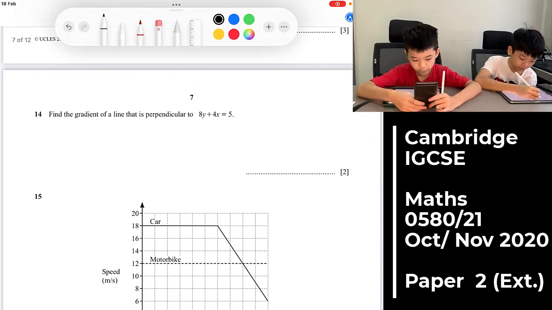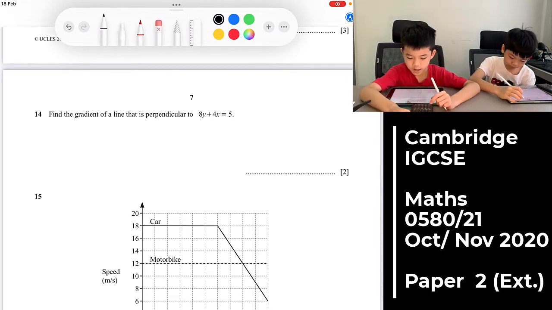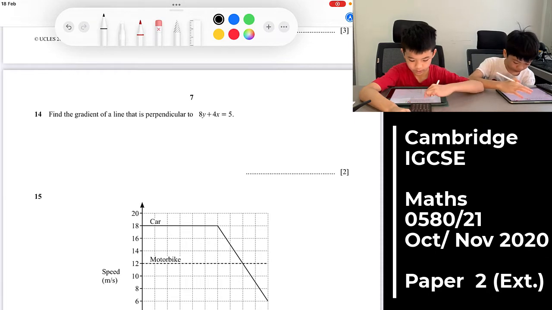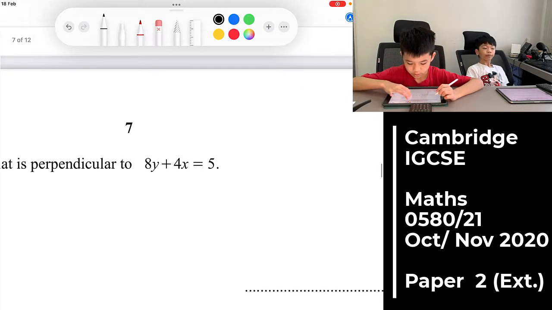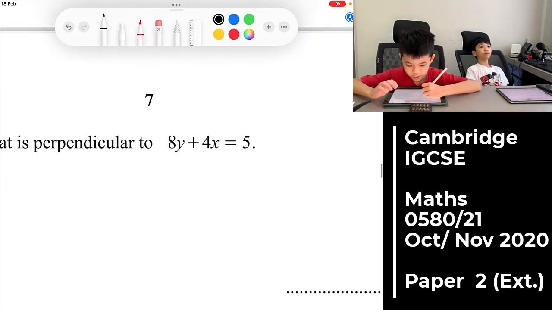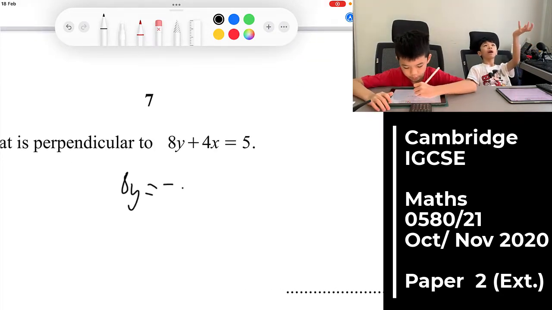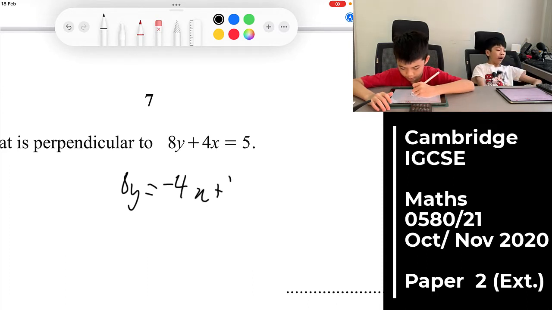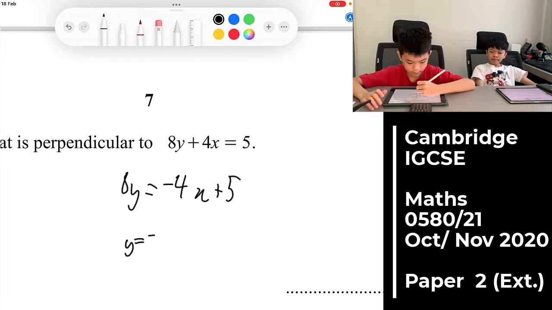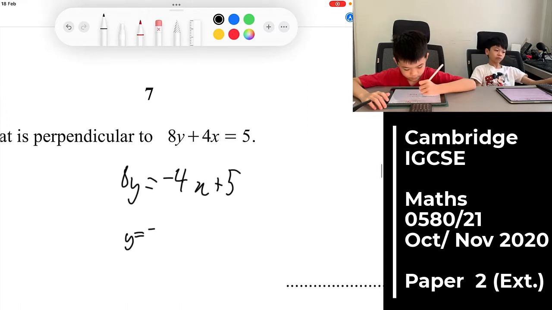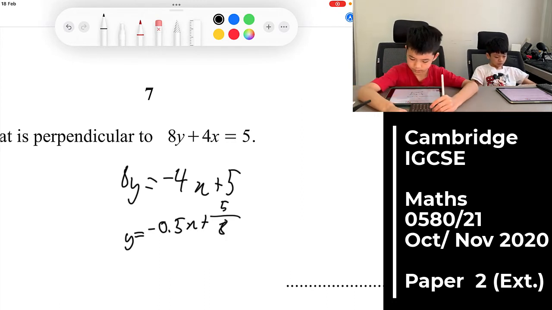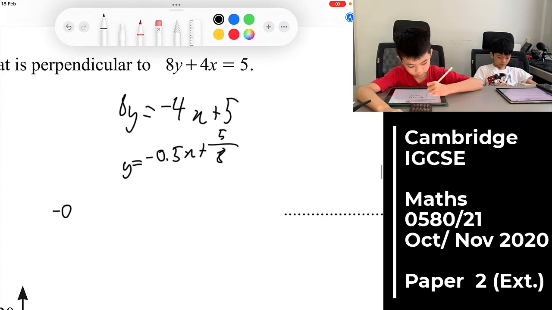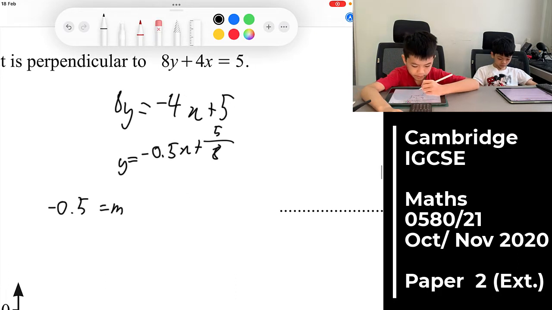Okay, for question 14, find the gradient of a line that's perpendicular to 8y plus 4x equals 5. They say gradient, so we don't have to put x, we'll just put a value. The equation for this line is 8y equals negative 4x plus 5, so y equals negative 4 divided by 8, that is negative 0.5x, plus 5/8. So the gradient for this is negative 0.5, equals m1.